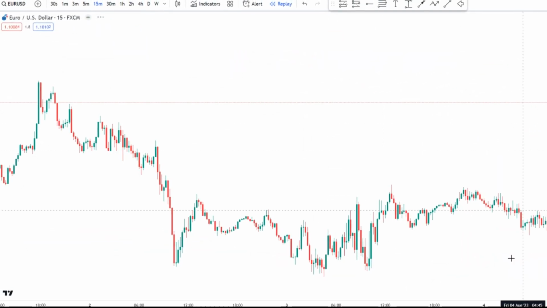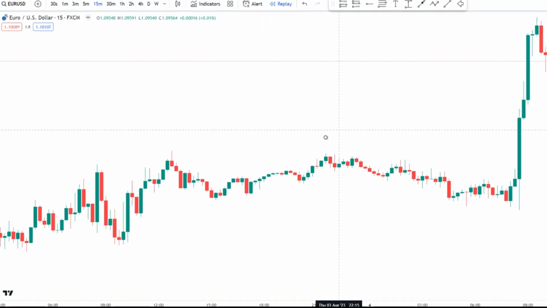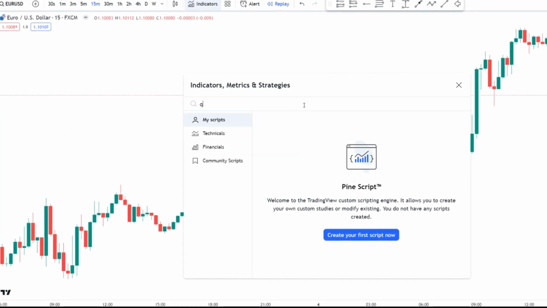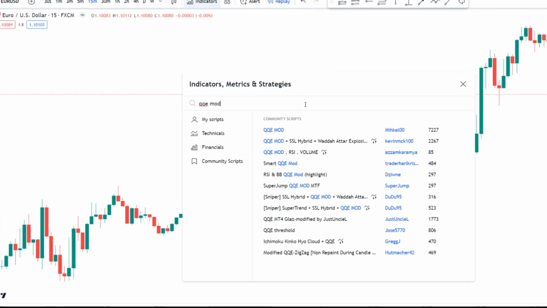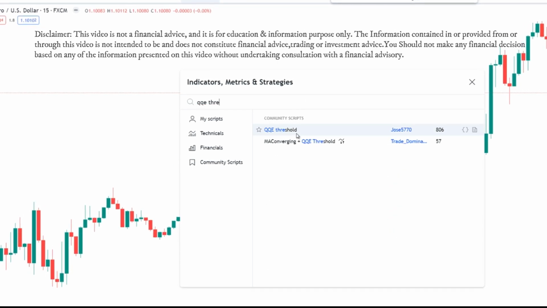I will be using Euro USD, and then make sure you select the 15-minute chart, as this strategy works very well on the 15-minute time frame. After that, go to the Indicators tab and search QQE, not QQE mod, in fact QQE threshold by Josie.